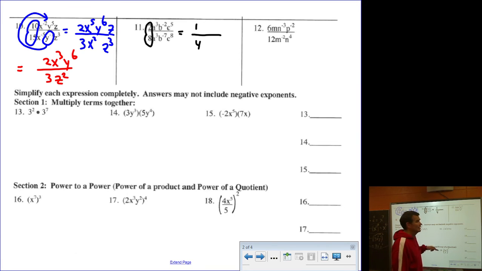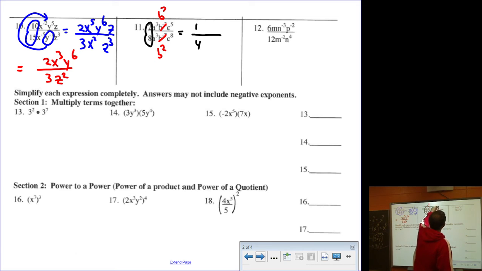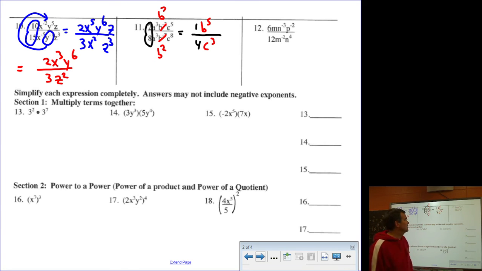The b's, well, the ones that are on the bottom actually belong on the top, and the ones that are on the top actually belong on the bottom. And when I go to cancel them out, 5 extra b's on top. The c's, they don't need to move. They just need to be reduced. And there would be 3 extra on the bottom, of course. My answer is 1b to the 5th over 4c to the 3rd. And of course, we don't really need that 1 that's on top. A better way to write that would be b to the 5th over 4c to the 3rd.